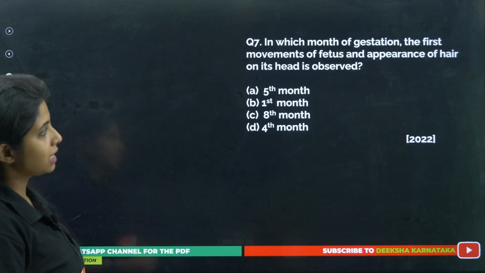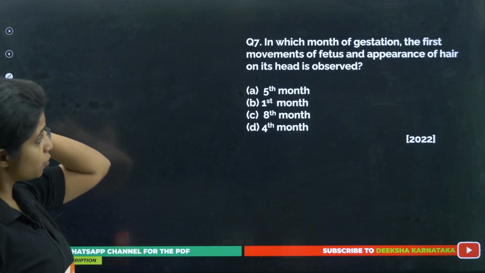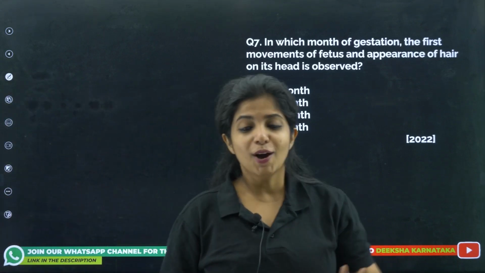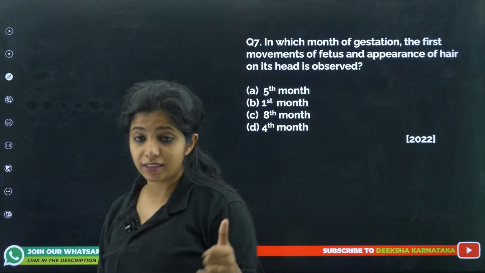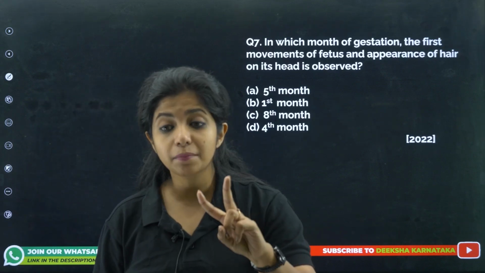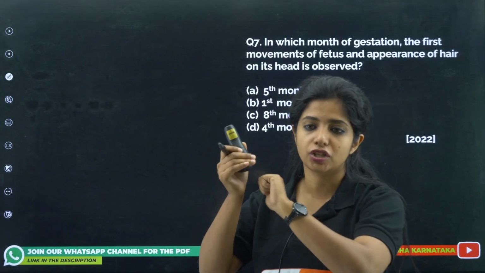2022 question. Next, in which month of gestation are the first movements of the fetus and appearance of hair on its head observed? Direct question. Always remember. Okay, always remember. I'll tell you a story. So the first month, the baby's heart is formed. In the second month, the baby's limbs and the digits are being formed.